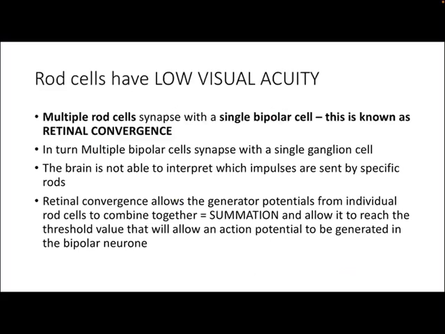Retinal convergence allows the generated potentials from individual rod cells to combine together, so this is our summation, or spatial summation, and it allows it to reach the threshold value, so an action potential can be generated in the bipolar neuron. So retinal convergence will ensure that action potentials can be fired off in dim light because of the summation.